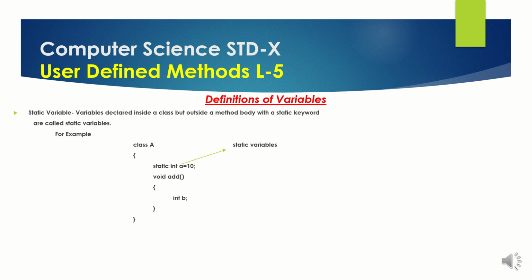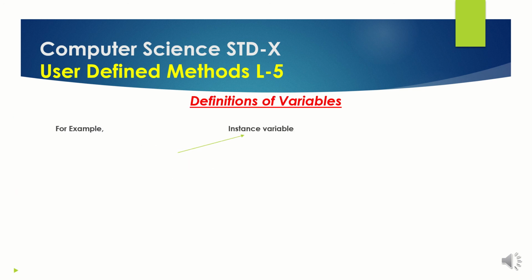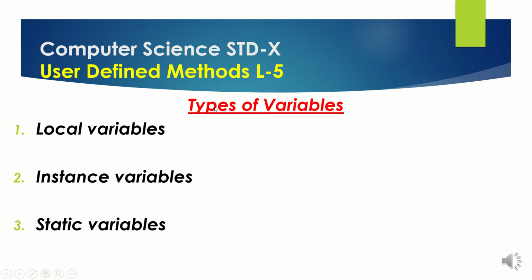So in this video, we have learned today the variable types: what is a variable, why the name is called variable, and their types along with their examples, the definitions and the types. So let us recapitulate once again. Types of variables: local variables, instance variables, and static variables.